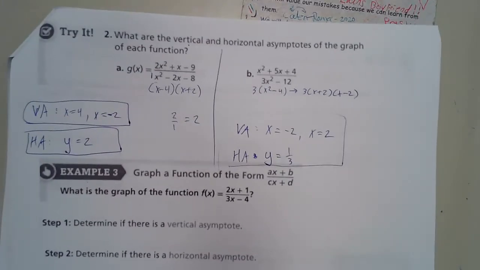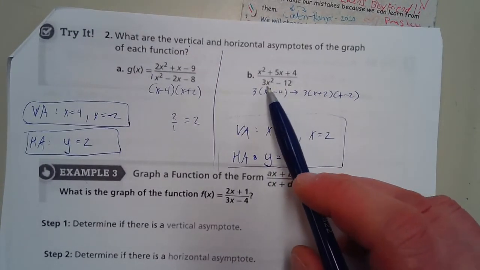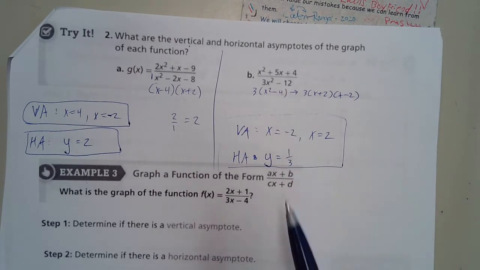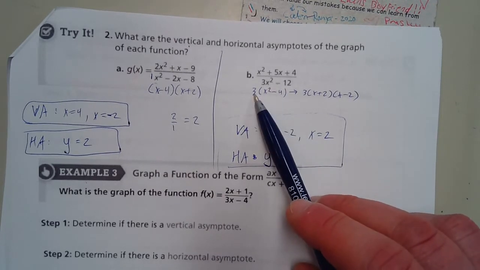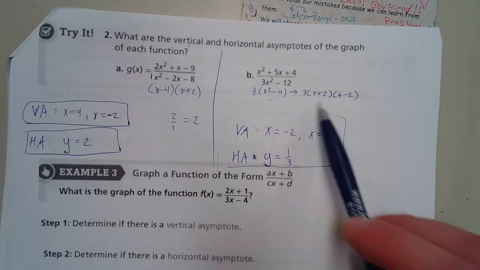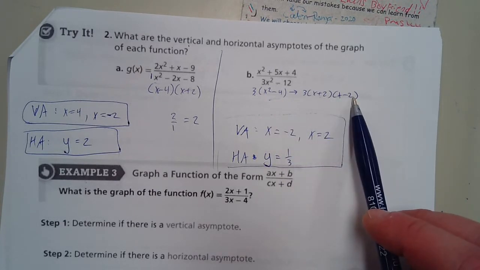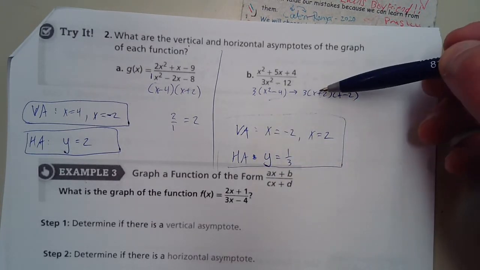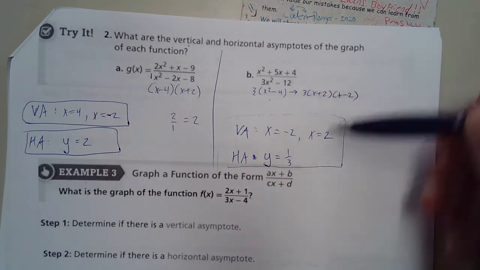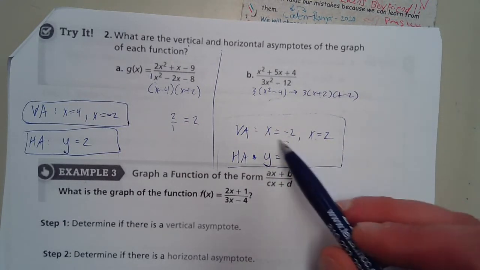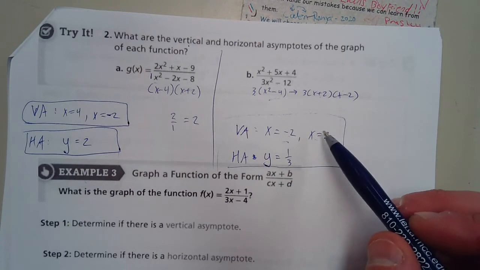Okie dokie. So I went ahead and factored my denominator because I know zeros in my denominator are where I get my vertical asymptotes. So pulled out GCF of 3, left with a difference of squares. So that's just x plus 2 and x minus 2. So therefore, the zeros would be -2 and 2. So x equals -2, x equals 2. Those are going to be where my 2 vertical asymptotes are.